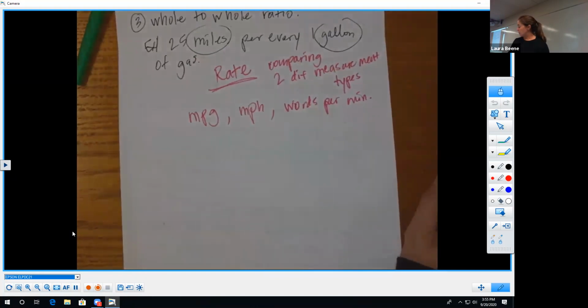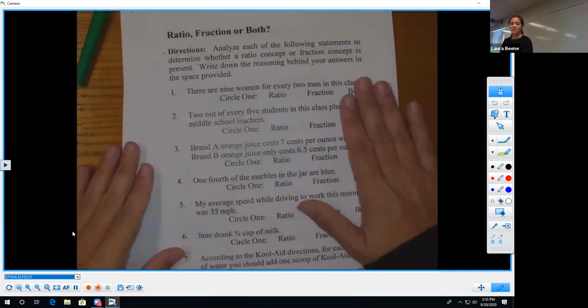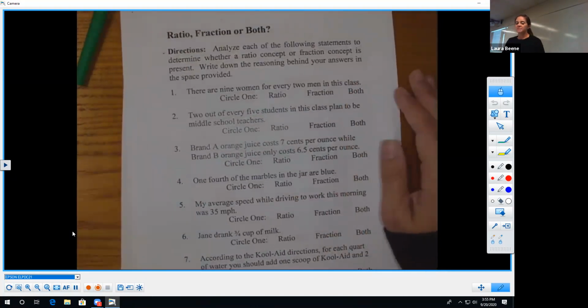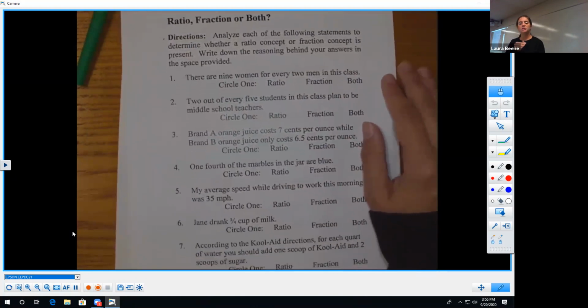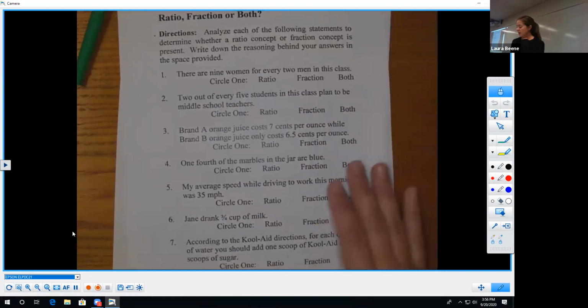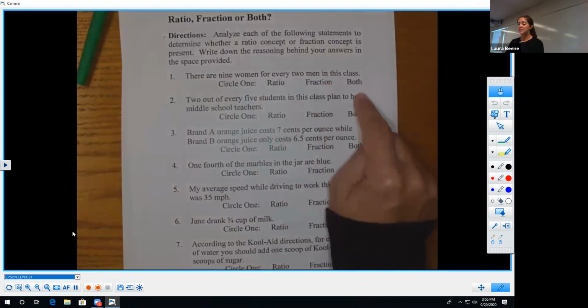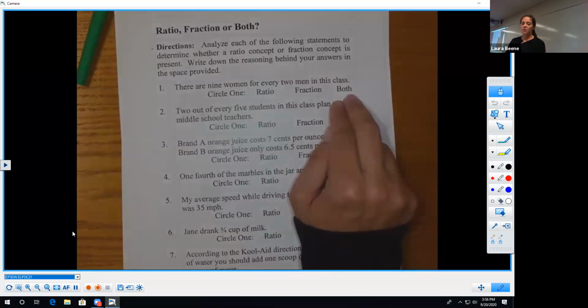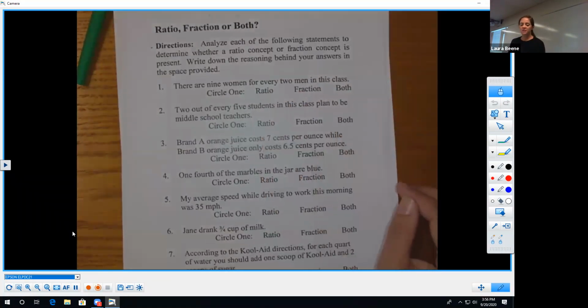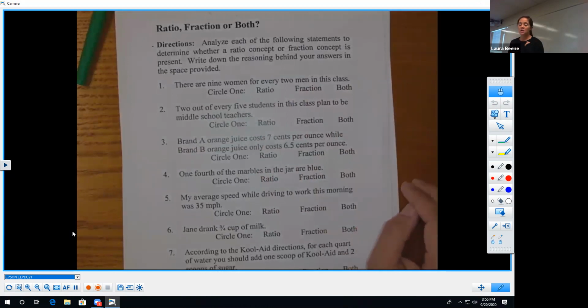So if you will get up, pull out, however you have it, this paper right here. What I want you to do is pause the video in just a second. I want you to try this on your own and then resume the video, and we're going to go over it together. I want you to read the situation and decide: is it a ratio? Is it a fraction? Is it both of them? You may have multiple answers; both would obviously be both answers here. So pause the video here, see how far you can get on this worksheet. If it's confusing, don't worry about it. Just come back and we'll go over it as soon as you resume the video.